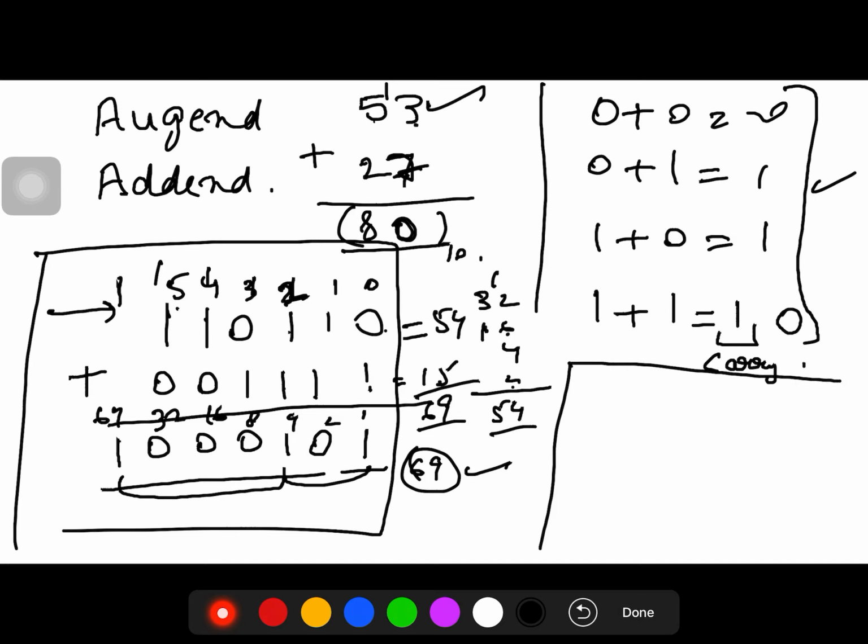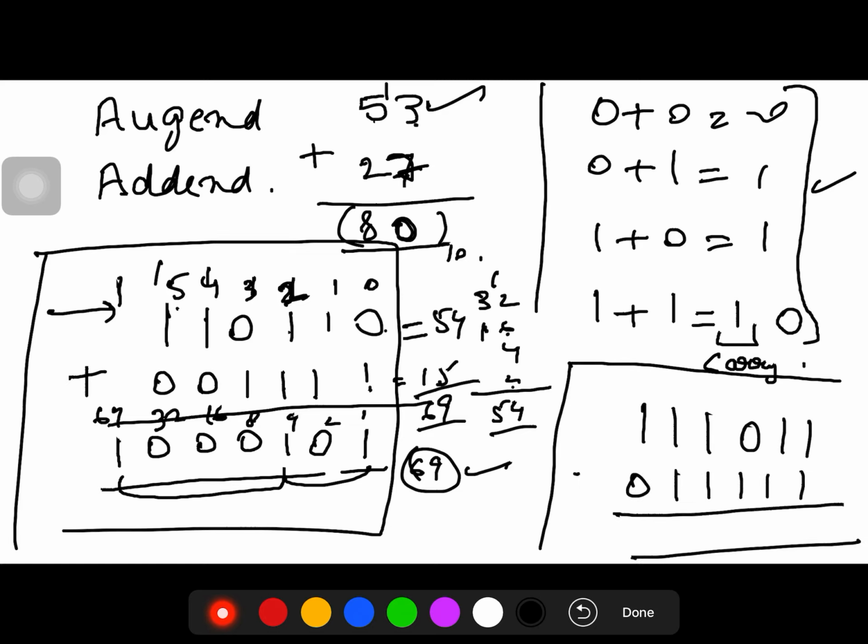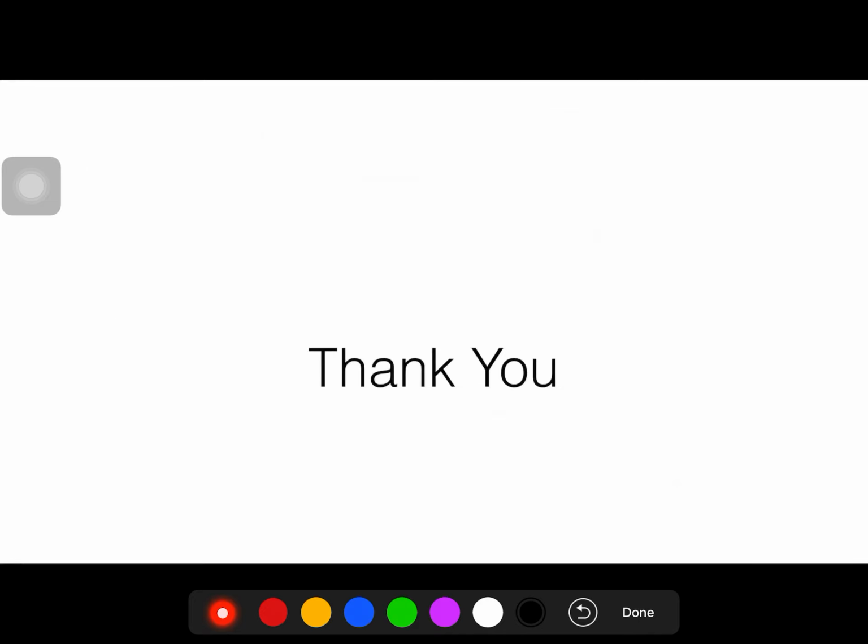In this way you can perform binary addition. It's very easy utilizing these rules. Compute the binary addition for this number as an exercise and verify the answer. This is for you. I suggest you do the exercises for binary conversion, hexadecimal conversion, and binary addition that are there in your book. I will also forward the chapter number.